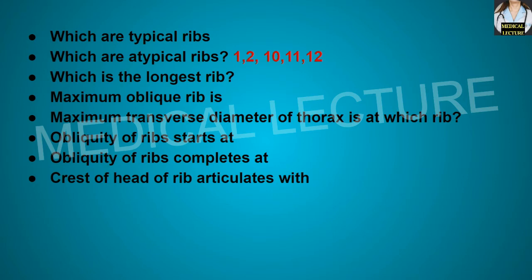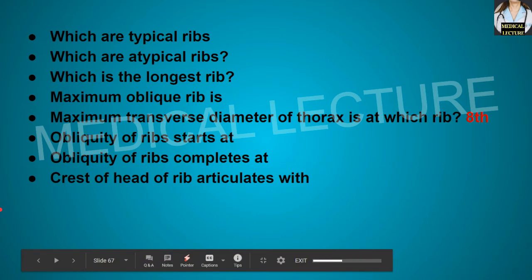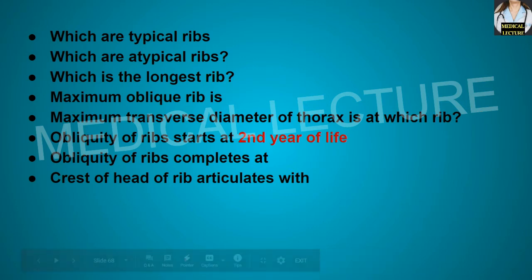Which is the longest rib? 10th rib. Maximum oblique rib is 9th. Maximum transverse diameter of thorax is at which rib? At the 8th rib. Obliquity of the ribs starts at which year of life? 2nd year of life. Obliquity of the ribs completes at 6th year of life.